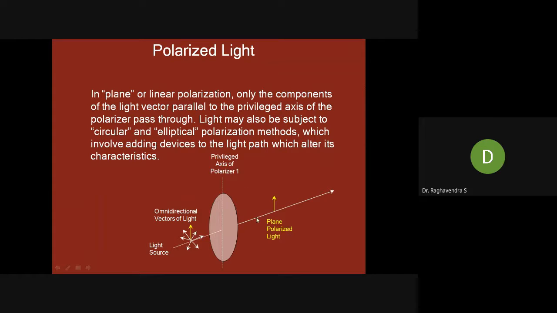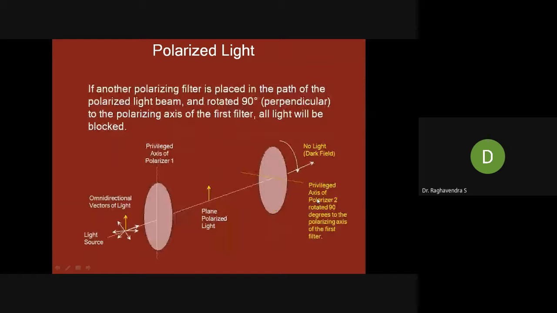Okay, this is the plane of polarized light. If another polarizing filter is placed in the path of the polarized light beam and rotated 90 degrees, perpendicular to the polarizing axis of the first filter, all light will be blocked.